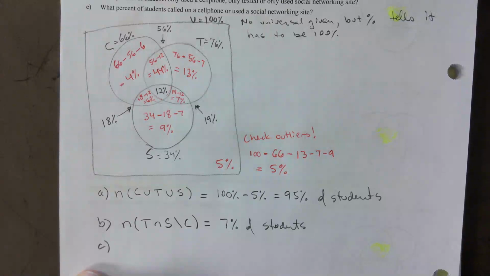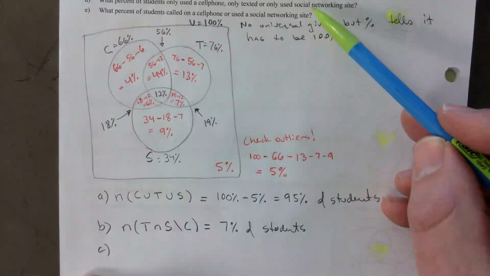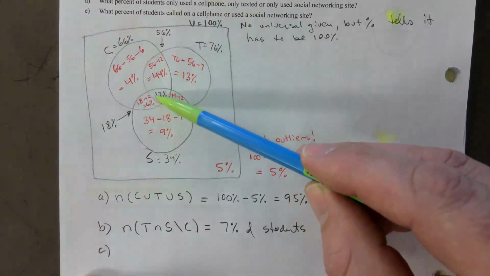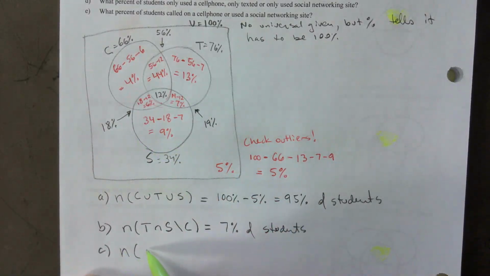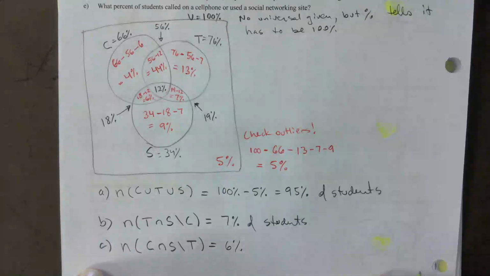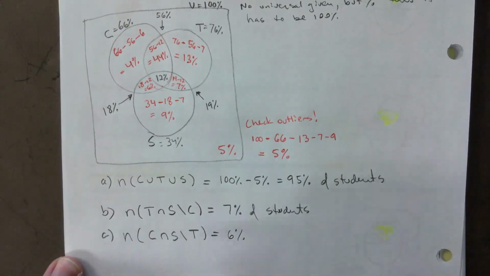C. What percent of students used a cell phone and social networking but did not text? So cell phone, social networking, but did not text. That's asking for this region right here, which is the 6%. And I'm using the proper notation so you get used to both. I wouldn't require it unless explicitly stated. I wouldn't require you to write this. But I think it's good for you to know if I ask you for the proper notation to do so.